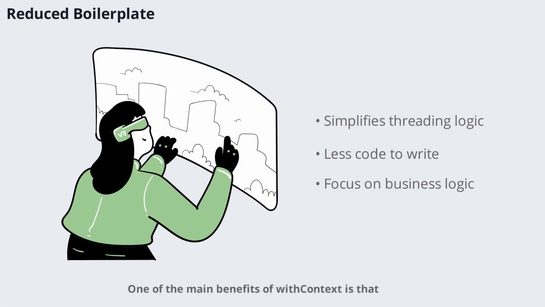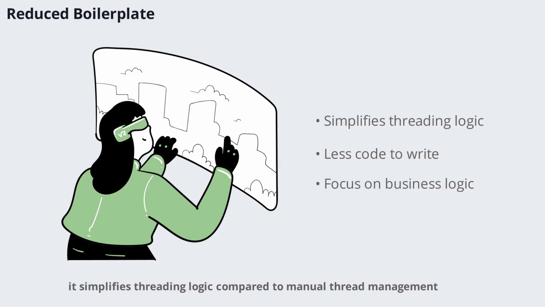One of the main benefits of withContext is that it simplifies threading logic compared to manual thread management. You don't need to write complex code to switch threads or handle synchronization. withContext handles all the details for you, letting you focus on your business logic.